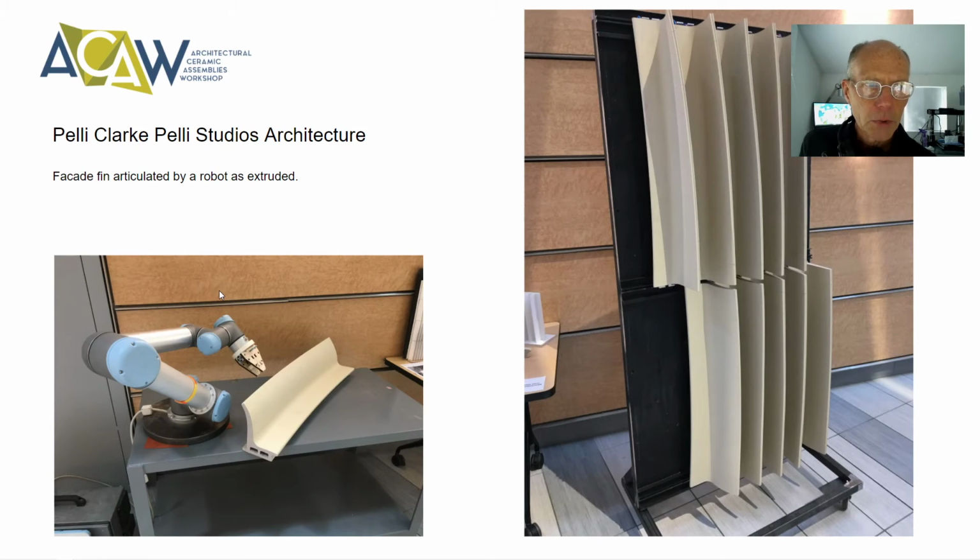Pelli Clarke Pelli Studios introduced the idea of modifying a common extrusion by using a robot to bend a flange. And they had various levels of success with this. Their tiles reflect probably a lot of reworking. They had a lot of trouble with trying to form these edges. But it was an interesting approach to how you could modify tile systems to create fin systems.